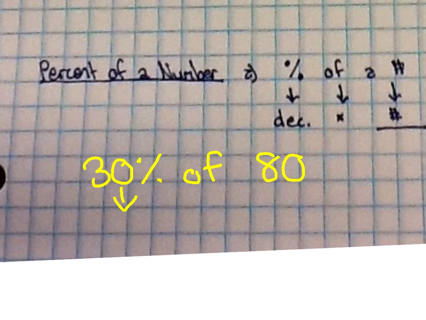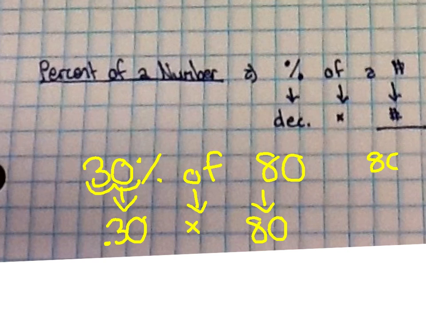Follow these steps. You change your percent to a decimal. So to change 30% to a decimal, you go 2 times to the left, 1, 2. Of just becomes times, and 80 still stays as 80. So to get your answer, you're going to have to do 0.30 times 80. Now I'm going to do that right over here. And it doesn't matter if you put 80 at the top or 0.30 at the top.